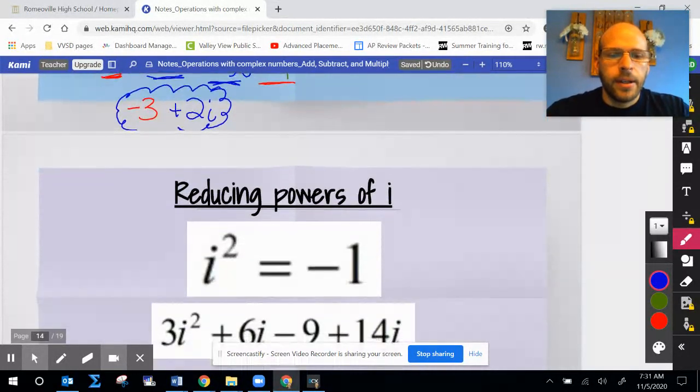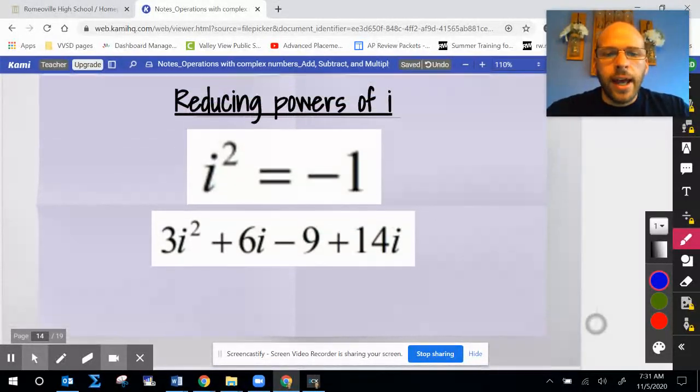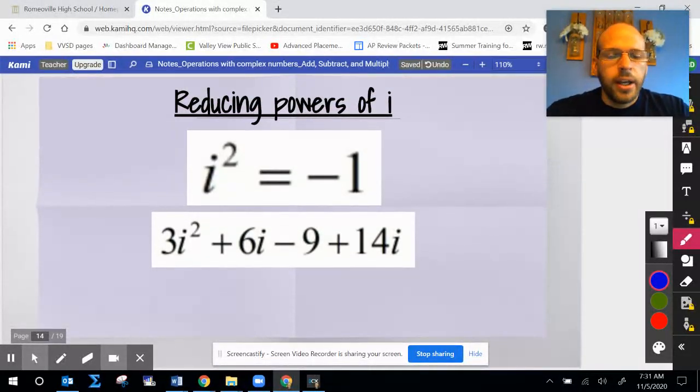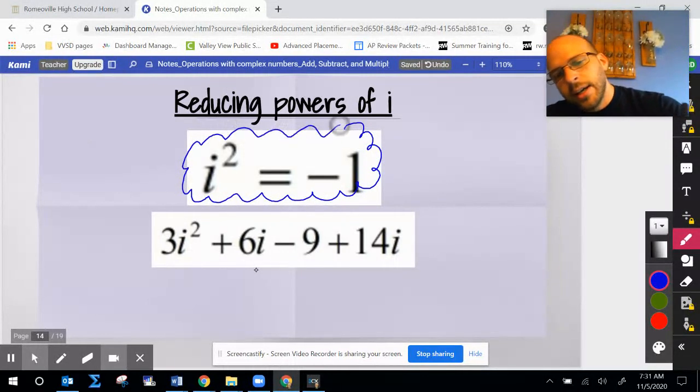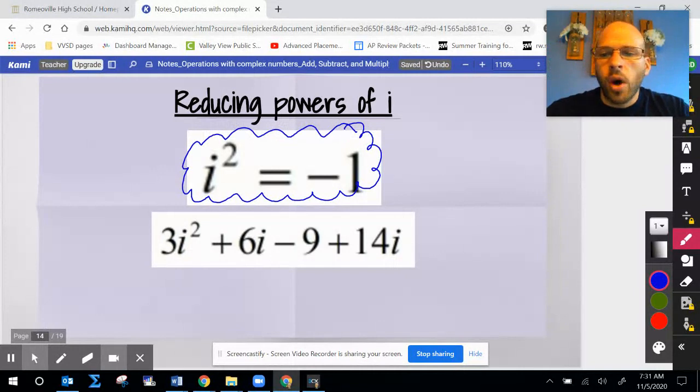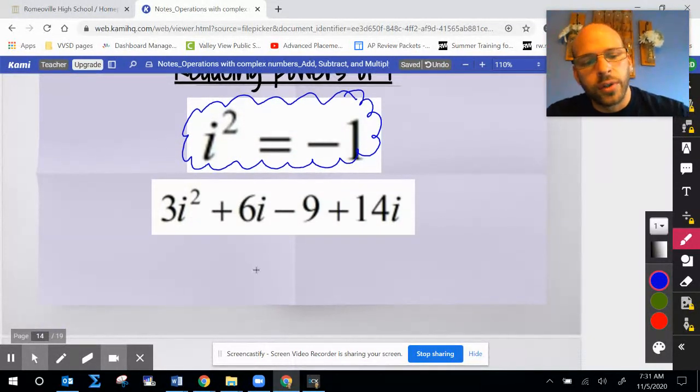Okay. All right. So now the next piece to the pie here is reducing powers of i. There's a big property that I want to add into our lesson today: i squared is a negative 1. Anytime you see an i squared, we're going to substitute negative 1. So if you look at this problem here, I have 3 times i squared. So that's going to be 3 times a negative 1.